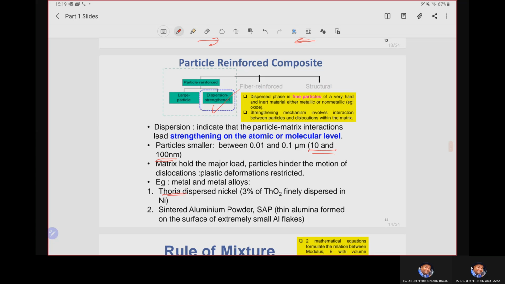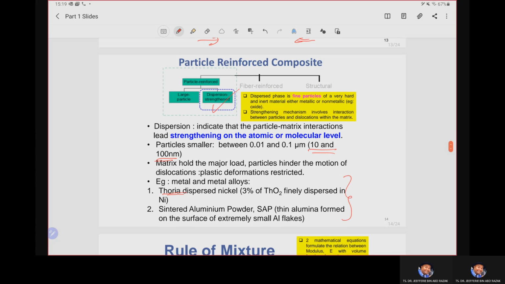We have two examples here for the dispersion strengthened composite. The high temperature strength of nickel, with nickel as the body or matrix here, was significantly enhanced when we add thoria. We just add about 3% thoria. Thoria performs its function as reinforcement material, and the thoria is finely dispersed in the nickel matrix.